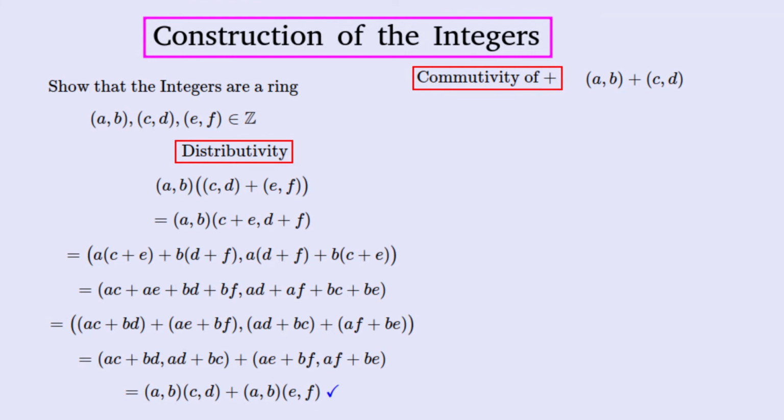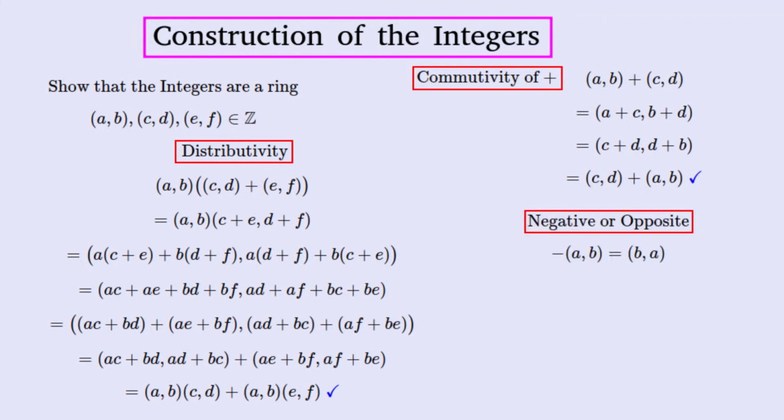Now to show that addition is commutative, that is, that the integers can be swapped around the plus sign without changing the answer. We'll expand this equation using the addition rule. Then we'll rearrange this equation, and using the addition rule in reverse gives us this equation, which proves that addition is commutative.